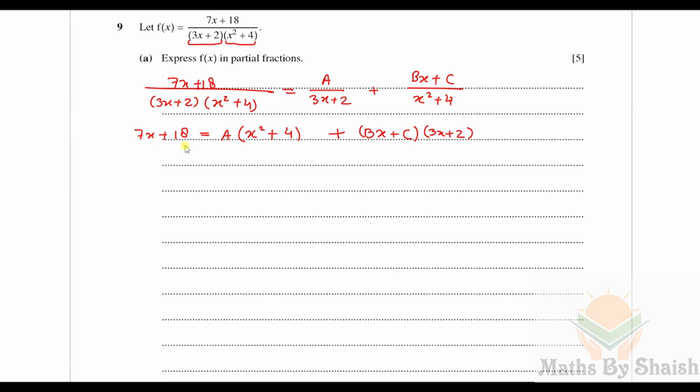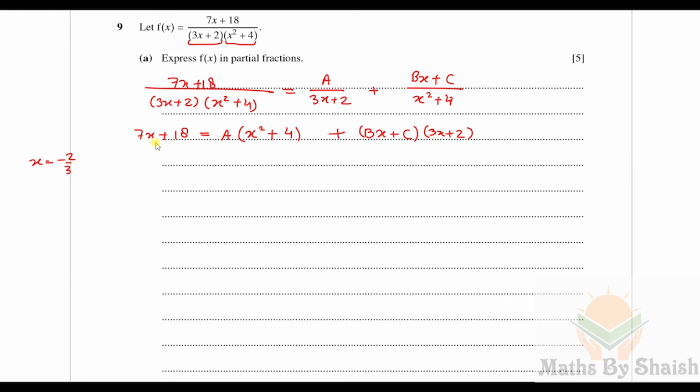Now we'll find a, b and c. Since this is true for all x, we can put any value of x. First, in order to make this 0, I need to put x equal to minus 2 by 3, because 3x plus 2 is equal to 0 when x is equal to minus 2 by 3.